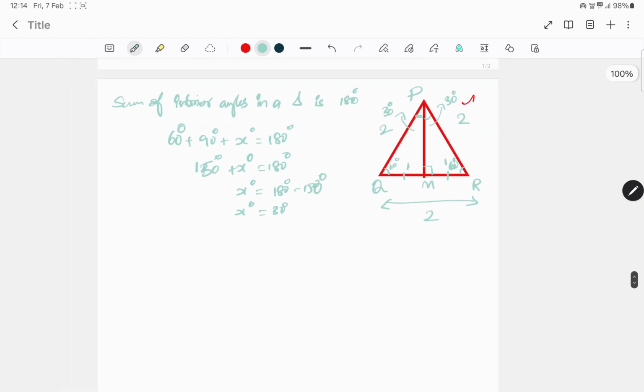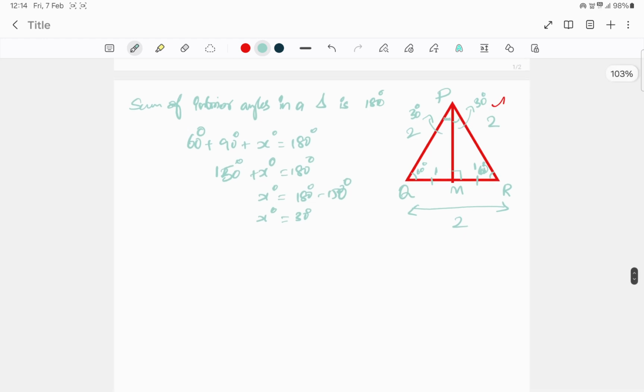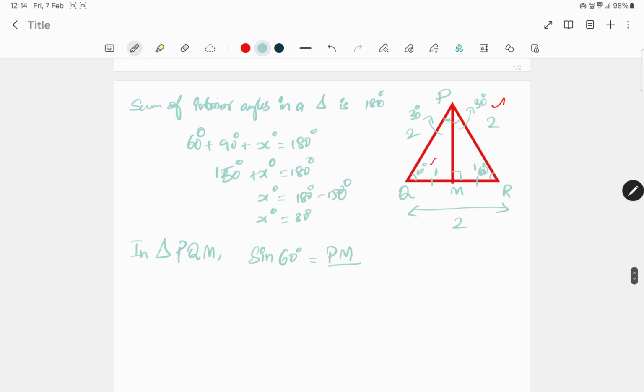Okay. With this diagram, we will find the 6 trigonometric ratios for 30 degree and 60 degree. First, take the triangle PQM. In the triangle, sine of 60 degree. This angle, sine of 60 degree. Sine of what will be? Opposite side PM by hypotenuse. This is also a right angle triangle. Mark this 90 degree. What will be the hypotenuse? PQ.